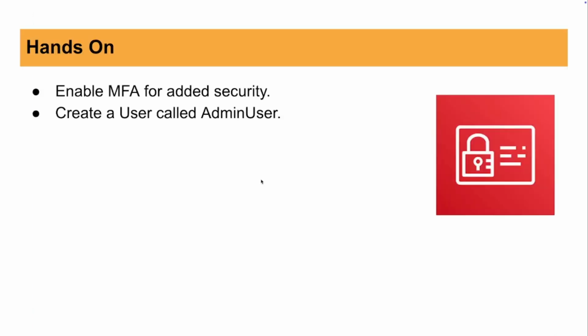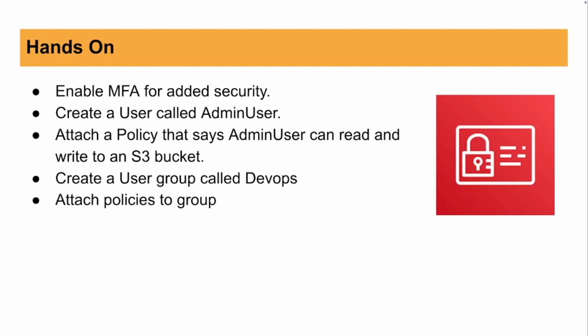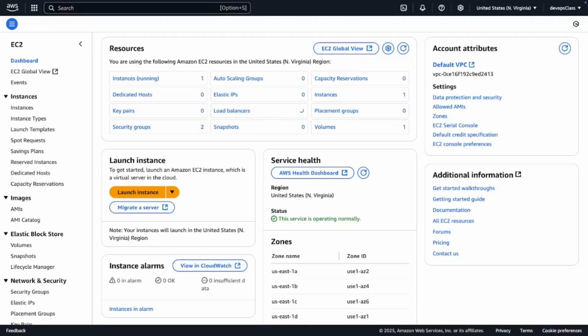Now what we'll be trying in this session is to enable multi-factor authentication for added security. For our root account in AWS, we'll create an MFA. We'll create a user called admin user. We'll attach a policy that says admin user can read and write to an S3 bucket. We'll create a user group called DevOps. We attach policies to that group. We create another user called Lu Abikoye. We add admin user and Lu Abikoye to the DevOps group. Pretty much this is what we'll be doing.